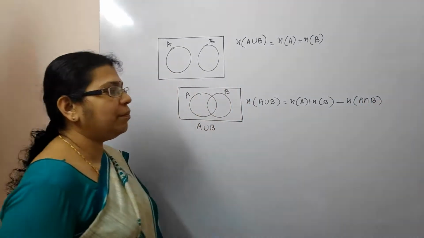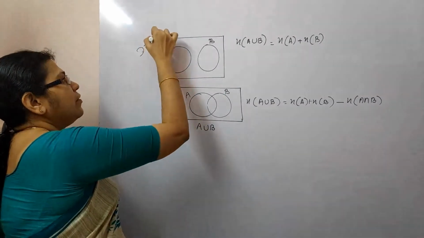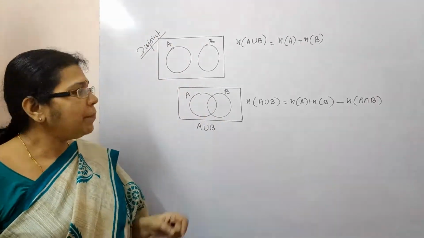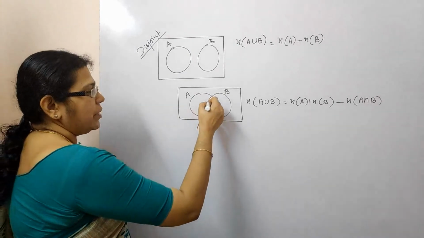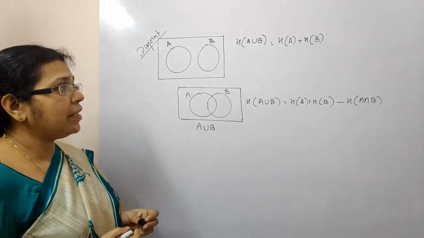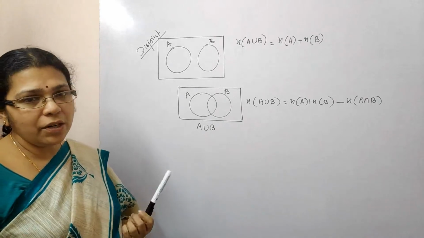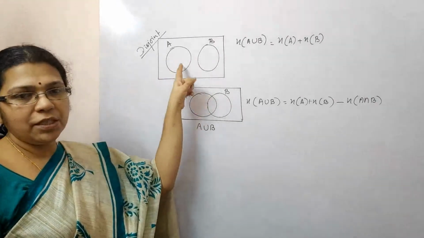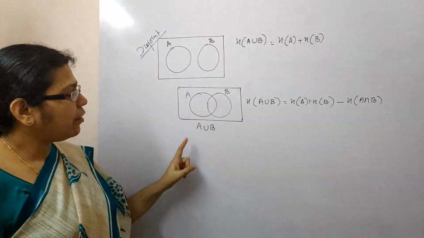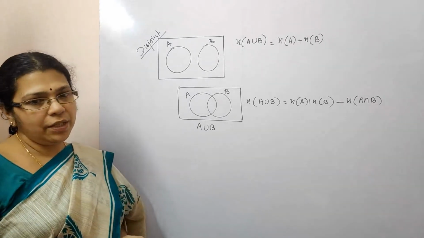So n(A union B) when they are not disjoint. This is when they are disjoint. When A and B are disjoint, then n(A union B) is n(A) plus n(B). But if they are not disjoint, that means there is something in common, that is, n(A intersection B) is not a null set. Disjoint means their intersection will give you a null set. Now here it is not disjoint, then n(A union B) is given by n(A) plus n(B) minus n(A intersection B).